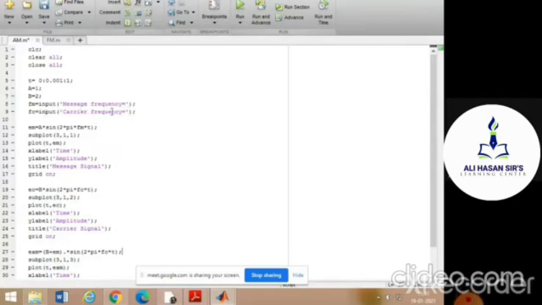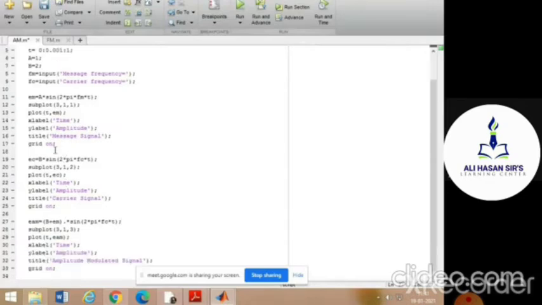Now I am going to run this program. Let me check once again whether I have written the programming correctly. Okay. Now what I have to do is give inputs for the message signal and carrier signal. After giving the inputs, I will get the output in terms of a graph.